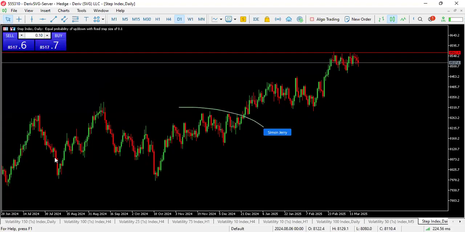Uptrend, good. So step index is on Simon Jerry. You're writing something on the wall. You're writing something. Uptrend. Okay, good. The market is an uptrend. So what you're going to do is to do this. You're going to draw your trend line.